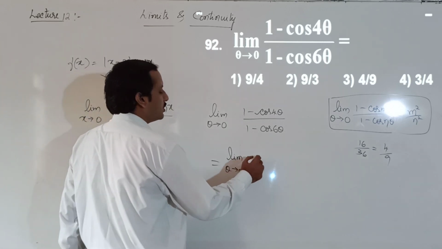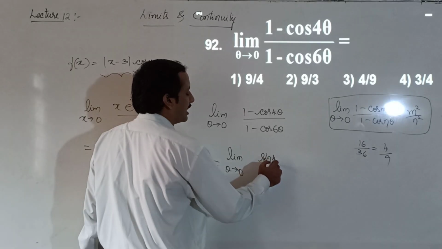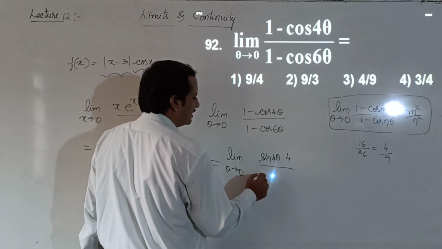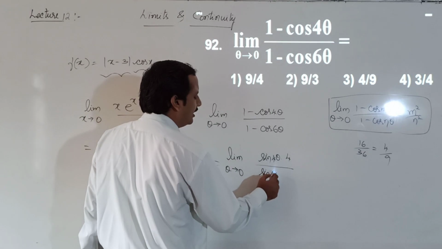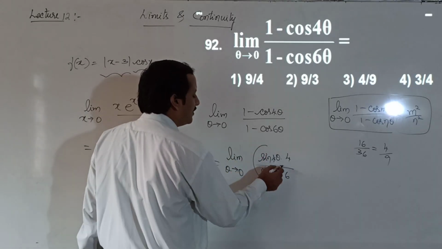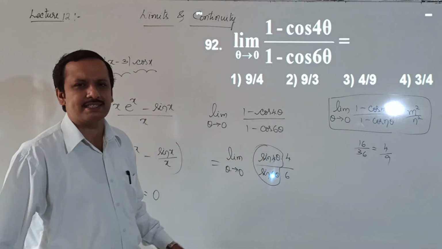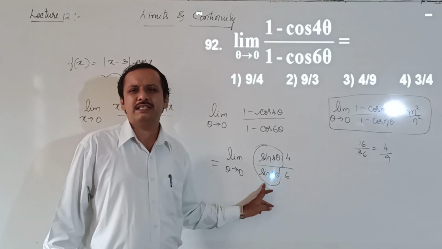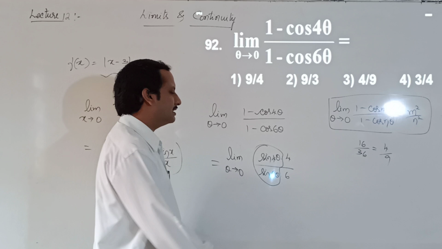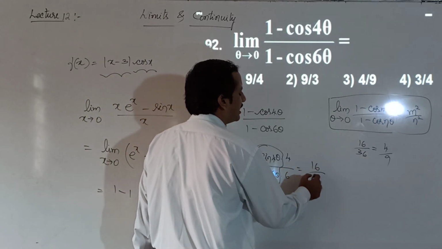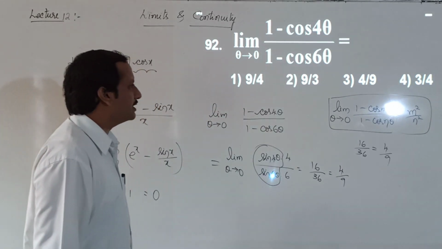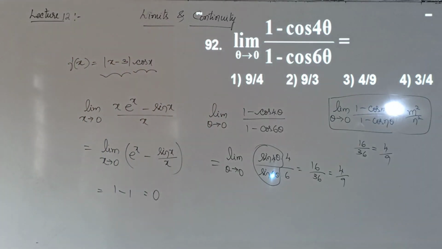L'Hospital's rule. When I differentiate this, I get sin 4 theta into 4, divided by the derivative of cos minus cos 6 theta, which is sin 6 theta into 6. As you know, sin 4 theta by 6 theta, sin 6 theta will give you 4 by 6 into another 4 by 6. 4 by 6 into 4 by 6 is 16 by 36, which is equal to 4 by 9. That's the answer. 4 by 9, third option.